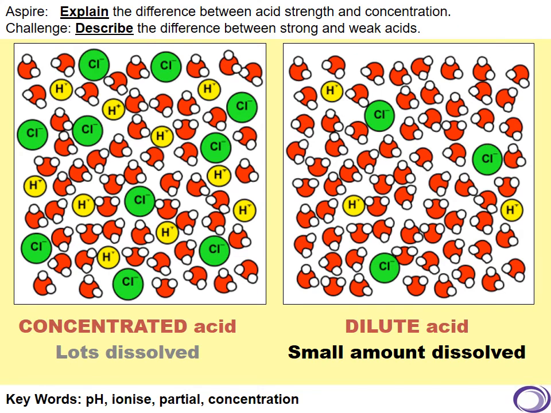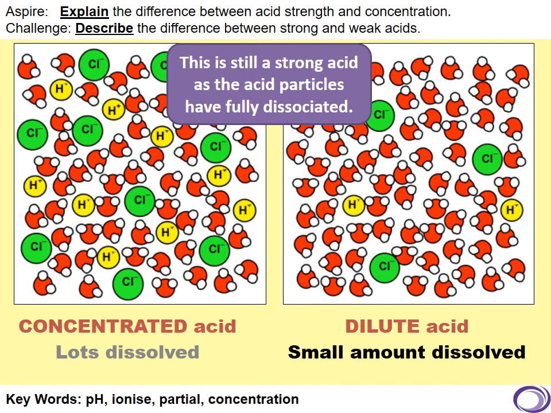I'm thinking about the strong acid that we looked at earlier, hydrochloric acid. You can see on both of these diagrams the particles are fully ionized, so this is a strong acid. However, the one on the right has less particles, so therefore it is dilute, whereas the one on the left is concentrated because it has more particles. Remember, this is a strong acid as all the particles have fully dissociated.